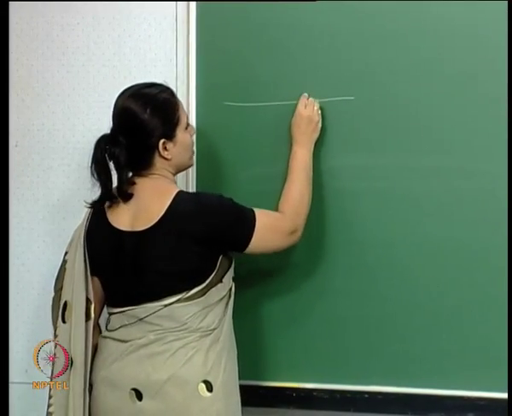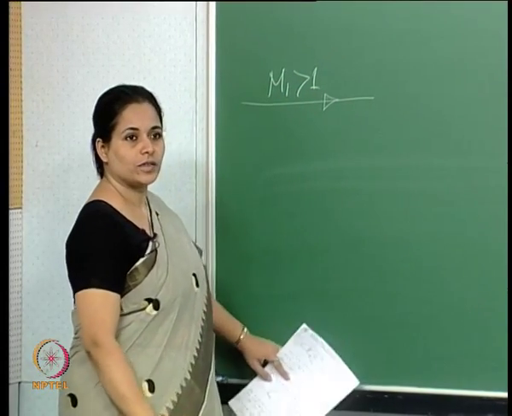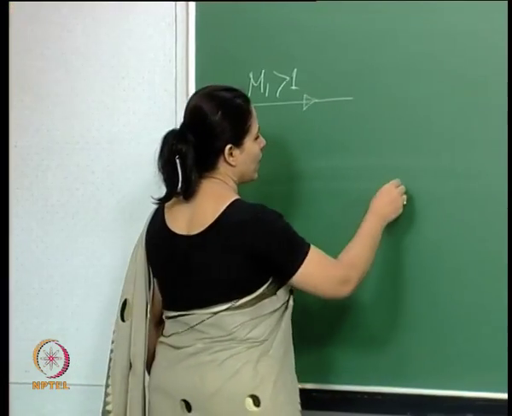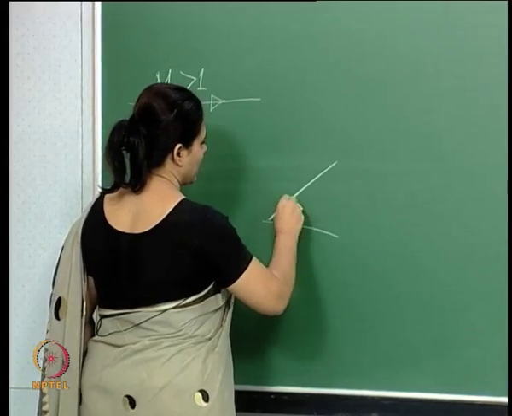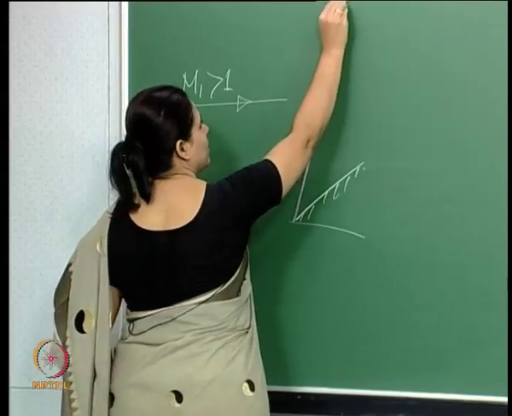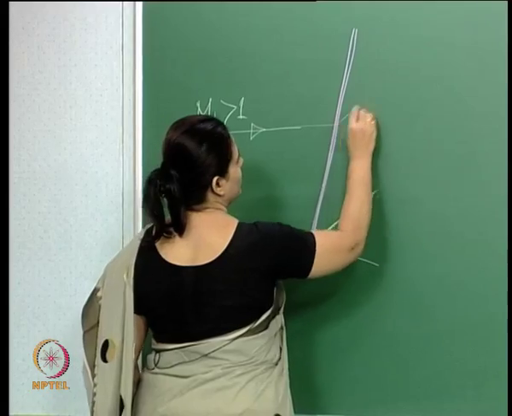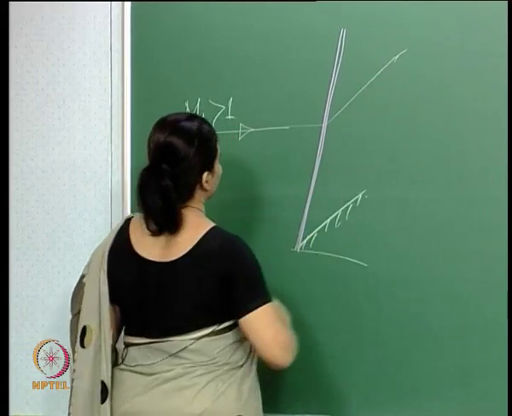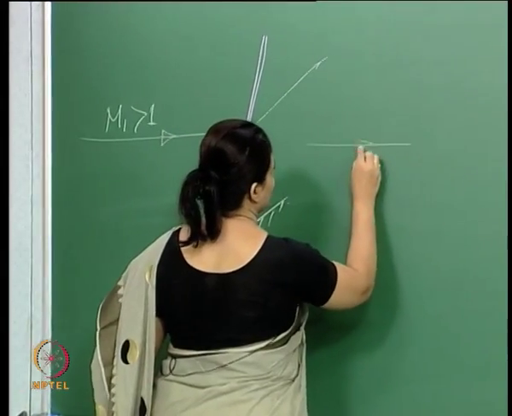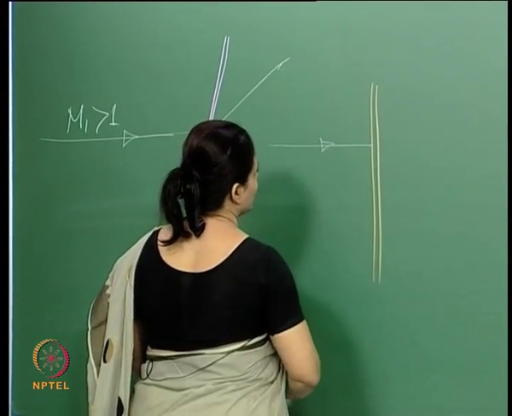If you have a supersonic flow, and then you have an obstacle like that, a compression corner like that, there are shock waves, right? The shock wave turns the flow, etc. Or if you have an incident flow like that, you have a normal shock, right?